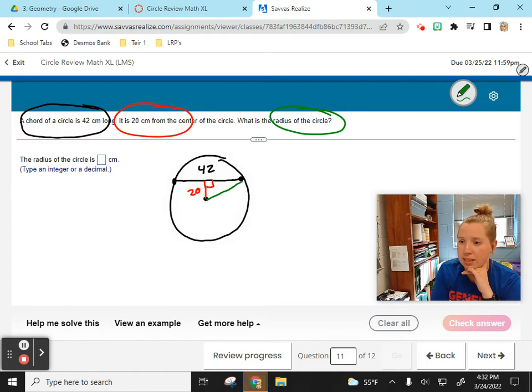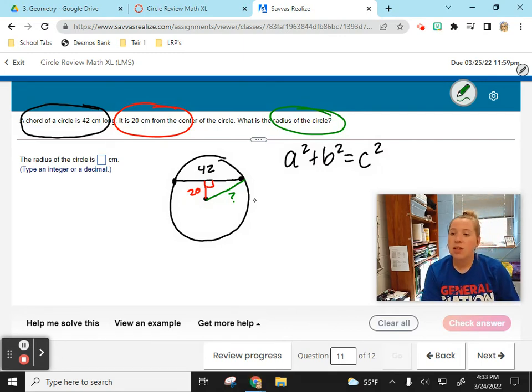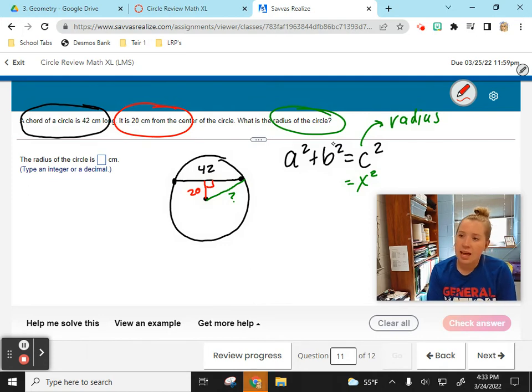I'm going to draw that in myself. And now we can see I've made a beautiful, lovely right triangle where we can use a squared plus b squared equals c squared to solve. Now this is where it's helpful to know that the radius is always c. So that's where I'm going to plug in my x. x squared. A, I'm going to say is 20. B, I'm going to say is 42.